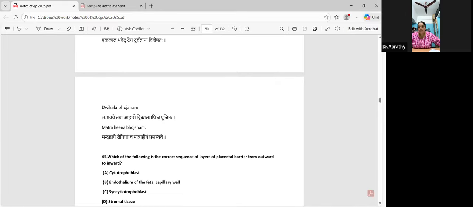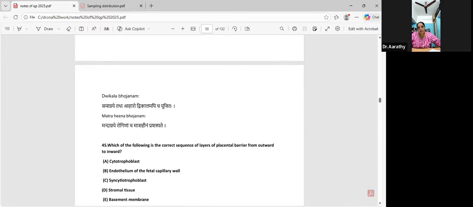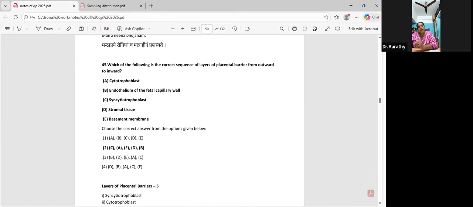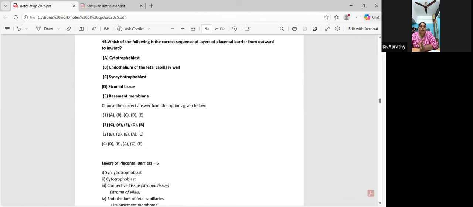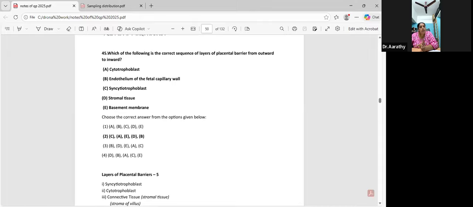Okay, then 45. Which of the following is the correct sequence of layers of placental barrier from outward to inward? This is also a question which can be answered logically, right? See the options: cytotrophoblast, endothelium of the fetal capillary wall, syncytial trophoblast, stromal tissue, basement membrane. From these 5 options, one thing is for very sure, that endothelium might be the innermost layer, right? And the order asked is outward to inward, which means the last option should be the innermost layer, which is the endothelium of the fetal capillary wall. So the last option, there is only one option. It is option number 2.